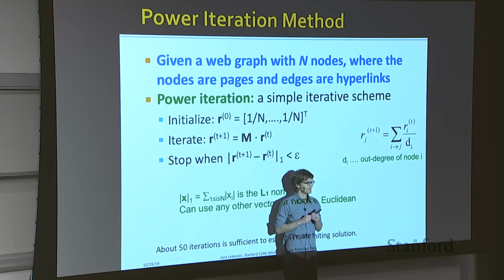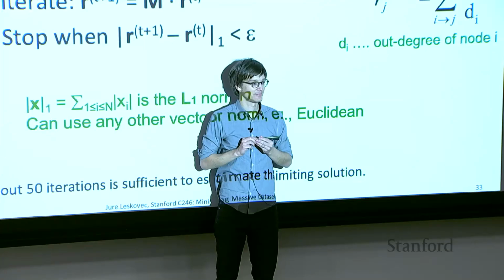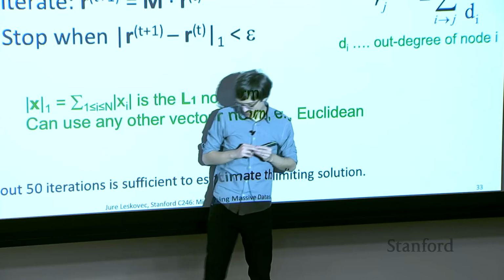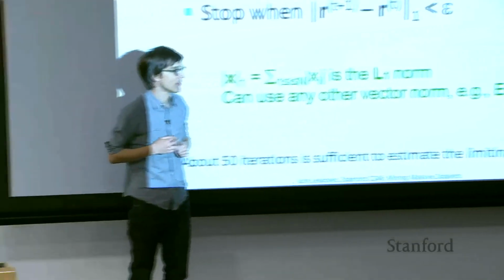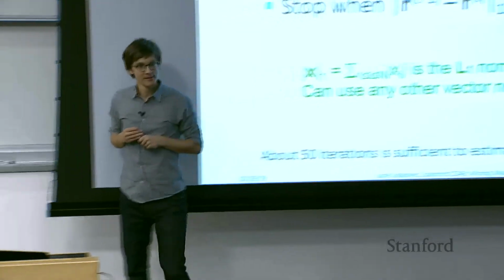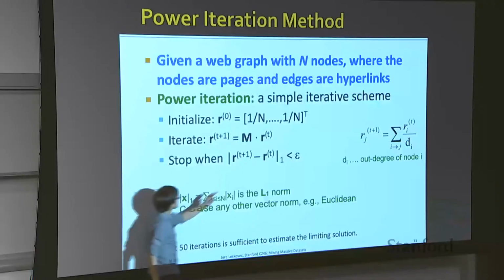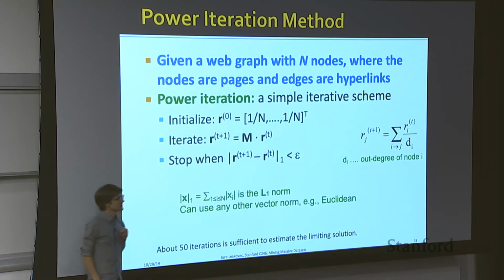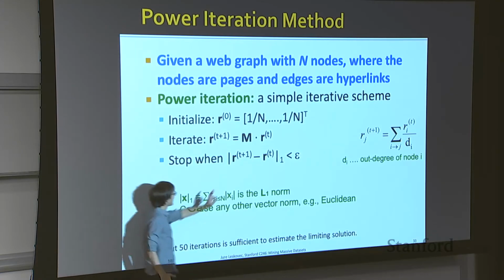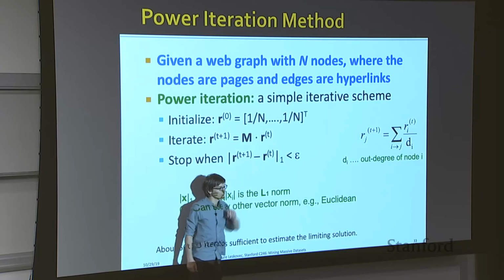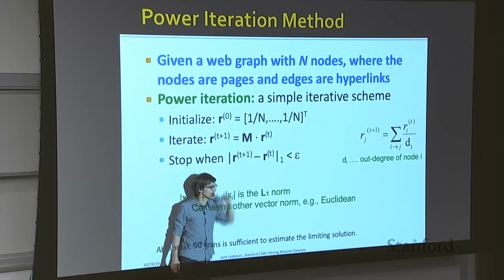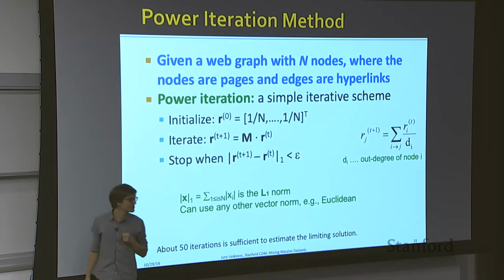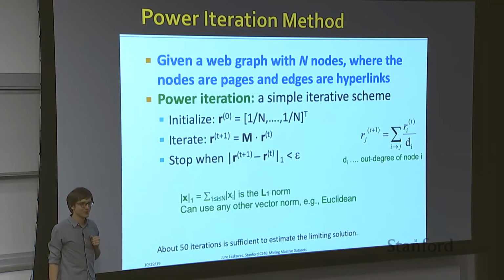Yes? Have we somehow made the assumption that this is irreducible? We have made a few assumptions that I will clarify. We made the assumption that M is column stochastic. I'll come to talk more about what the assumptions about M are. But we made an assumption that it's irreducible, yes. Good, anything else?